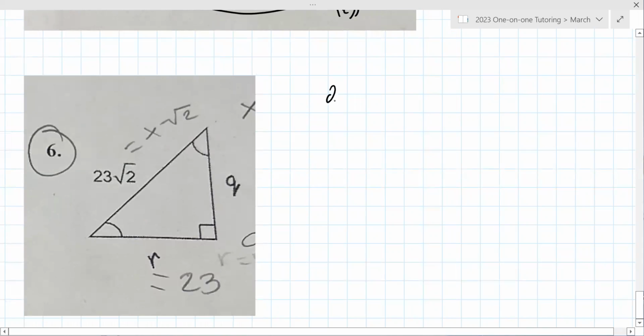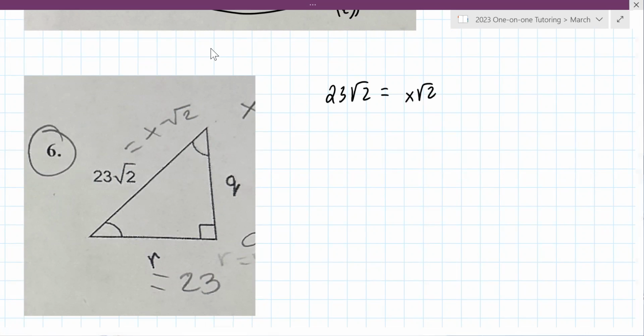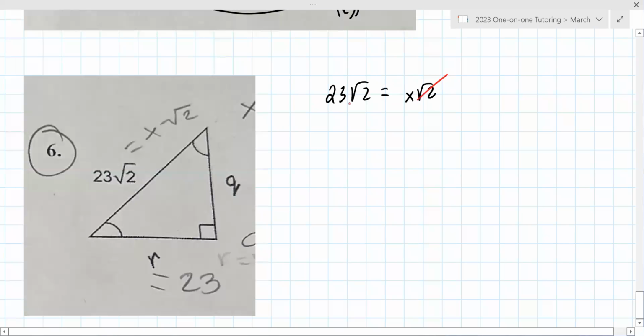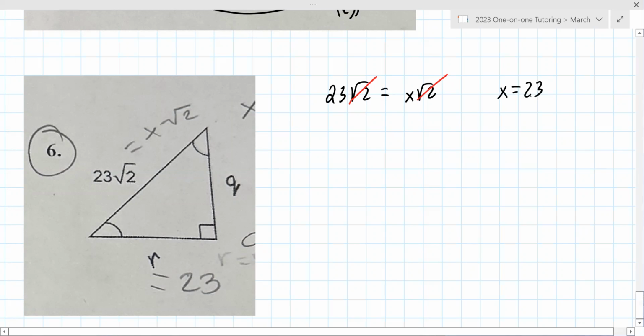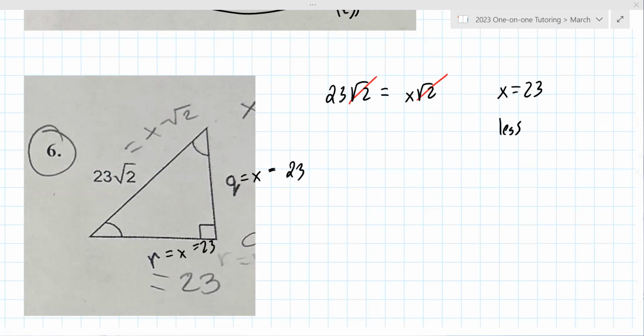You wrote 23 square root of 2 equals X square root of 2, and you need to cancel out the square root of 2. So X is 23. What I guess hasn't been made clear is that X represents the legs. N is X, Q is X. They're both 23 in this problem. And you kind of show that down here. I'm not sure if that's totally understood, but that's correct there.